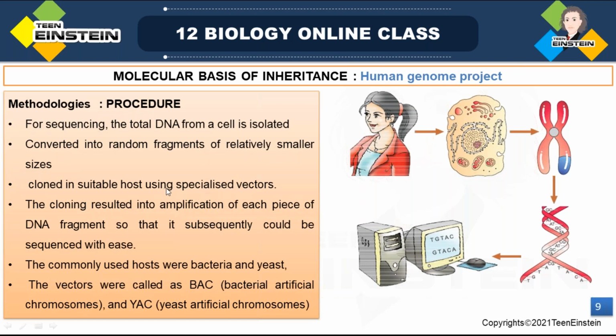How is cloning done? By using specialized vectors. And this cloning helps in the amplification of each piece of DNA fragment, and that makes the sequencing easy. Then the host, which are the commonly used hosts? Bacteria and yeast. And commonly used vectors are bacterial artificial chromosome and yeast artificial chromosome.